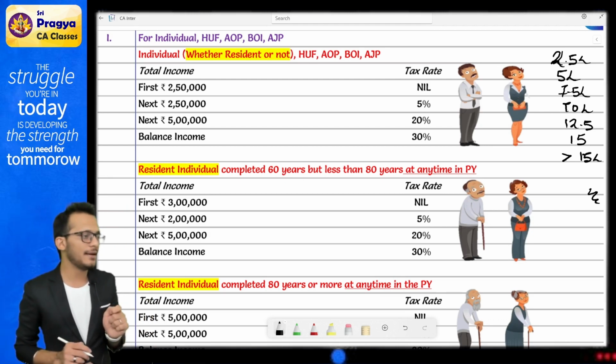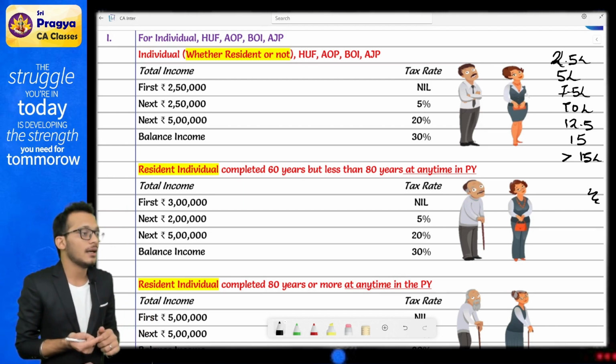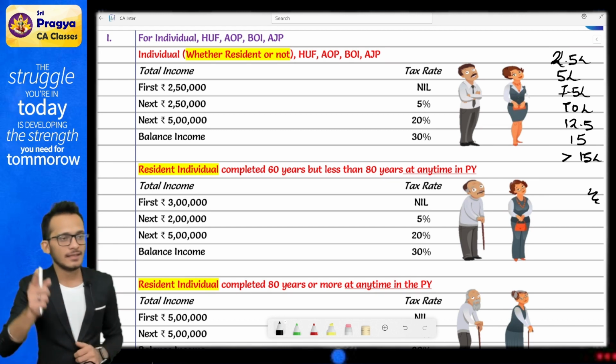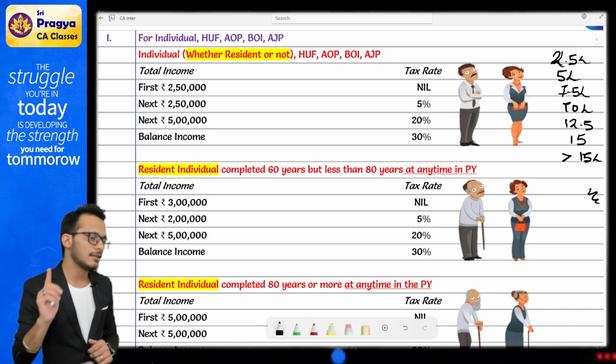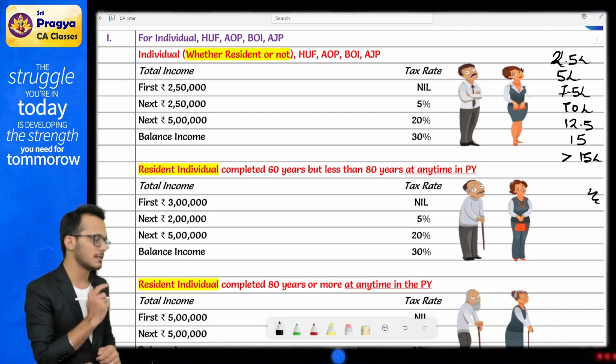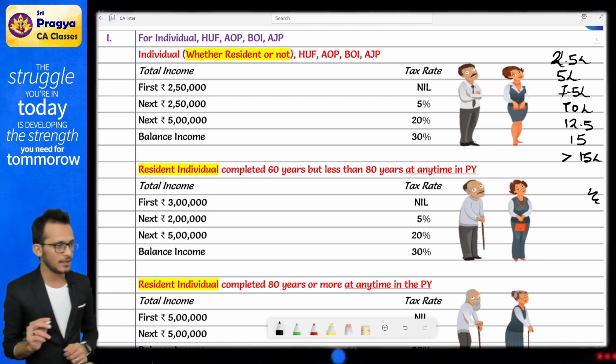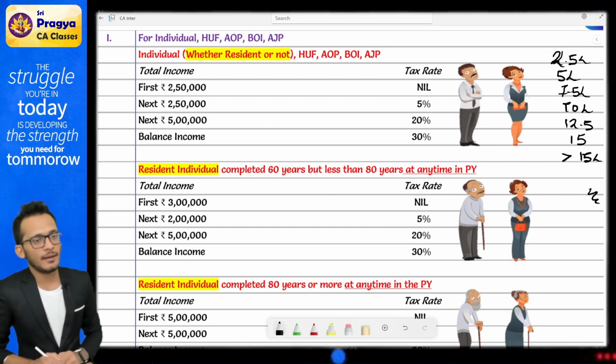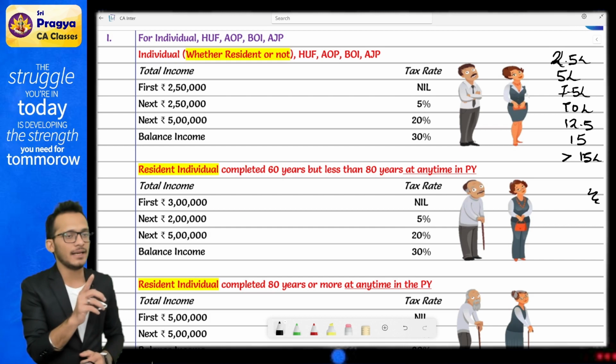But if you are a resident individual aged more than 80 years, then you have 0 to 5 lakhs, 0; 5 lakhs to 10 lakhs, 20%. After 10 lakhs, it becomes 30%. This is what the rules are. In these rules, they are coming and saying that, boss, how do you check for 60 and 80?